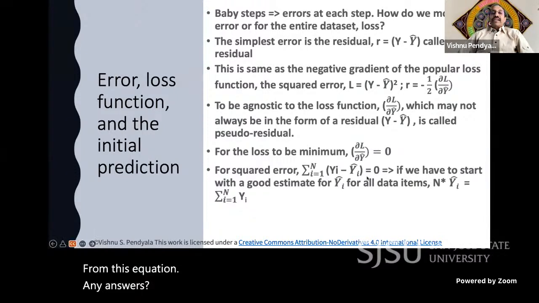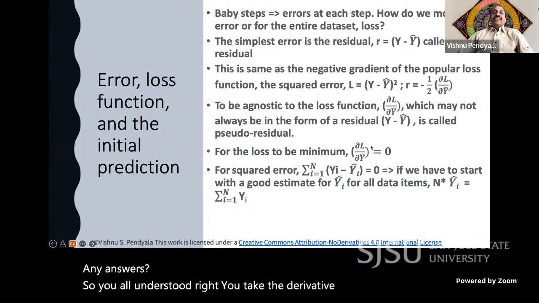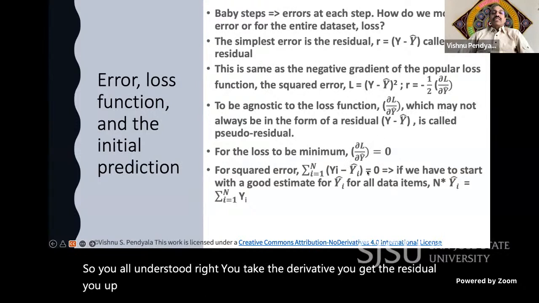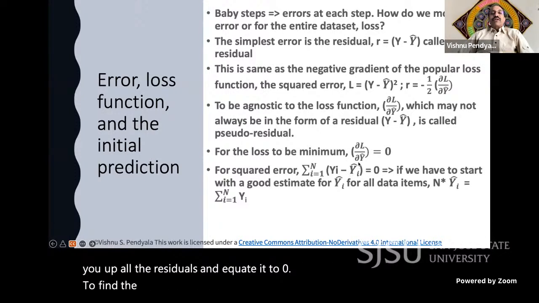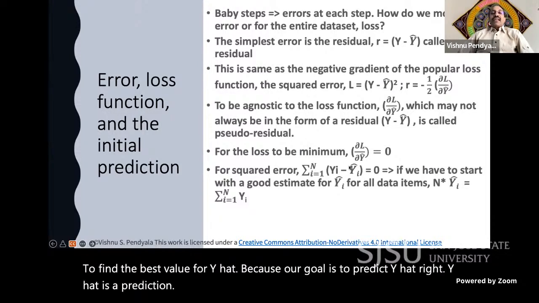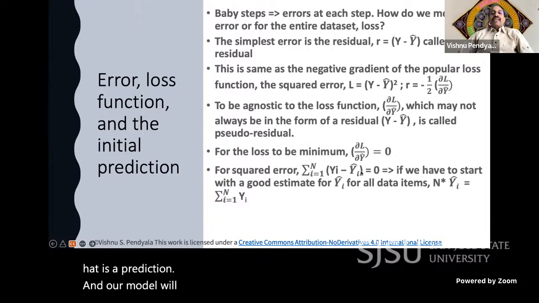So you all understood, right? You take the derivative, you get the residual. You sum up all the residuals and equate it to 0 to find the best value for ŷ. Because our goal is to predict ŷ, right? ŷ is a prediction. And our model will predict ŷ by setting the gradient to 0.